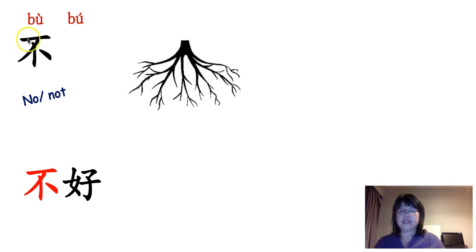The character itself: we see this line as the ground, and underneath it's like the roots underneath the ground. Can we see the roots underneath the ground? No, we can't see. So no or not. Now I show you another example of changing from bù to bú.